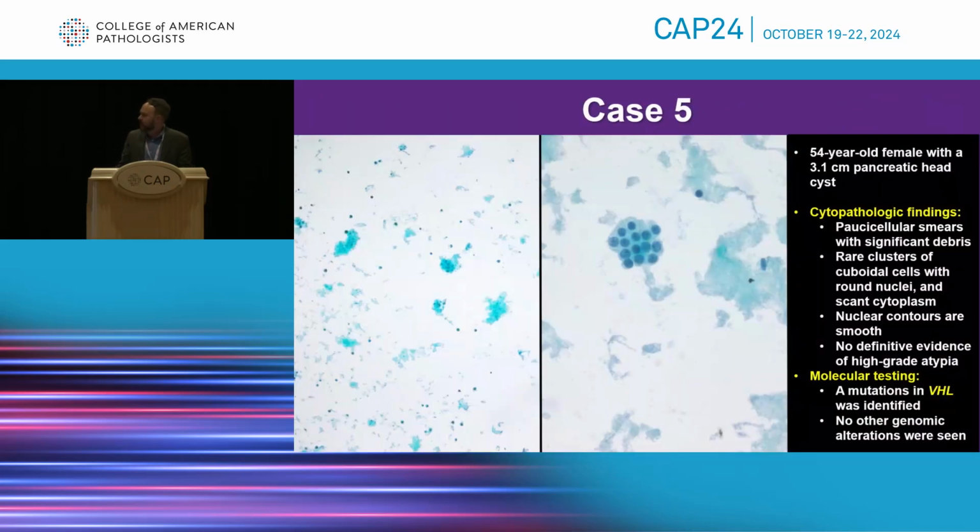So going back to this particular case, even though the cytology was nonspecific, it was relatively paucicellular. In this particular case, if it was sent for a panel for testing for mutations, and a mutation in VHL was identified, and there were no other genomic alterations, it would suggest that this is a serous cystadenoma.